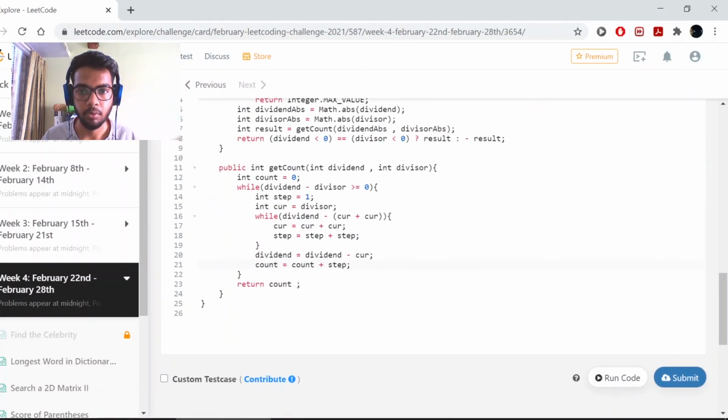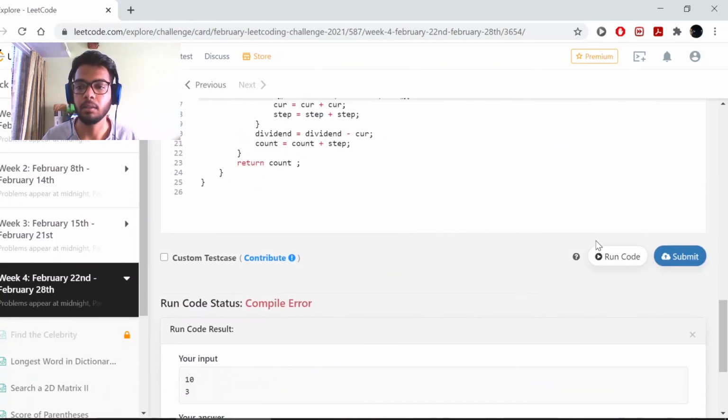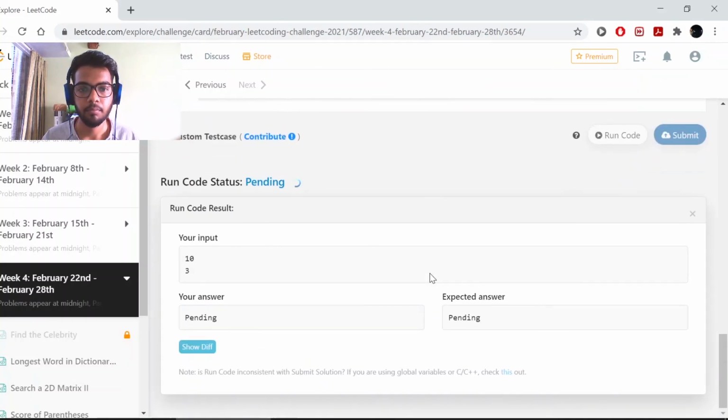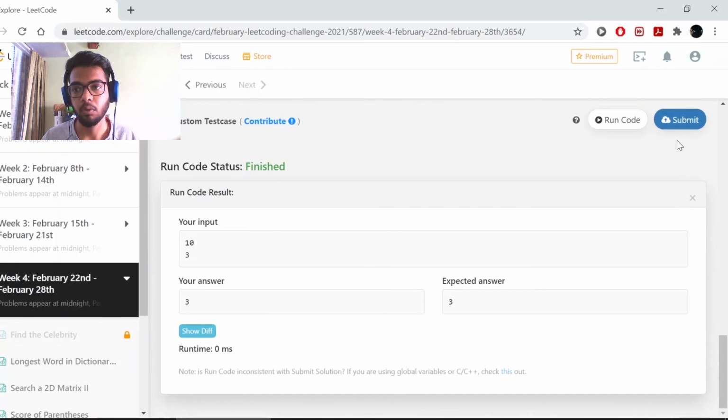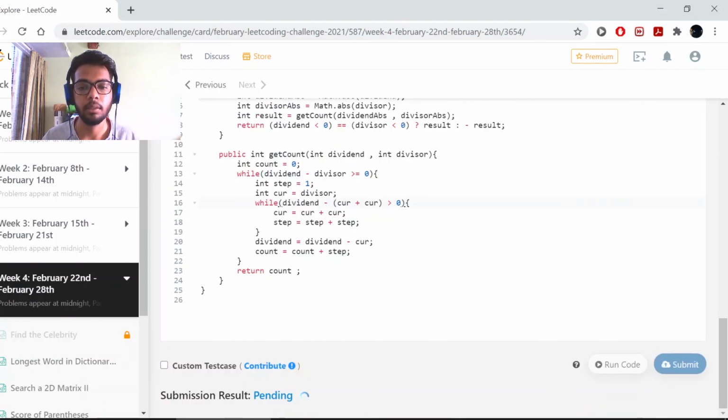Okay, so I'm so sorry, I forgot about this. It should be greater than 0, and let's see if it works or not. I hope it does. It works fine. Let's submit the code and see if it works or not.